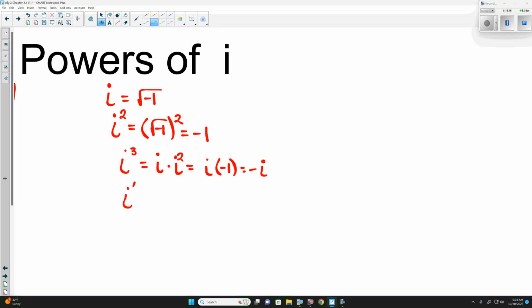I'm going to do this again. Let's do I to the 4th. Really, we can do I squared times I squared. Well, I squared is -1 in both cases. So we got that I squared is -1, so it's really just 1. We got that I squared is -1. I cubed is -I. And then we just got that I to the 4th is 1. Okay.